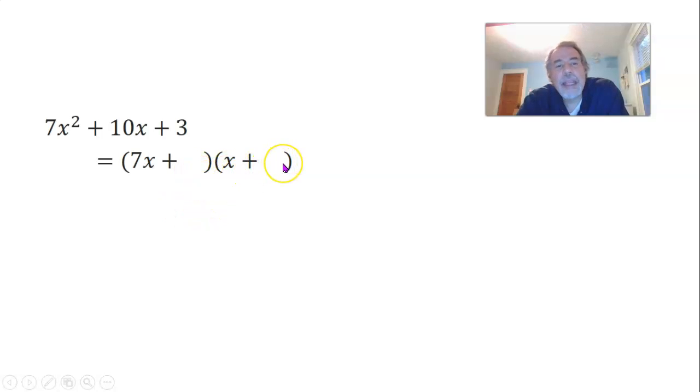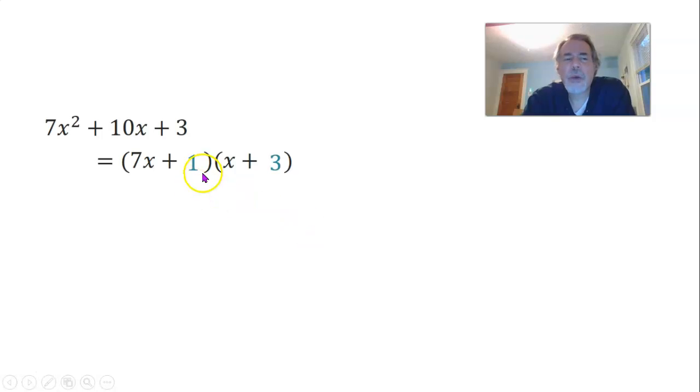Now the numbers on the end, the L part of FOIL, these last terms have to multiply together to give you 3. So I think that pretty much has to be a 3 times a 1, or a 1 times a 3. But it does matter which one we put where. If I put a 1 here and a 3 here, that does give us the right L. But what about the O and the I? Outside, we have 7x times 3, that's 21x. Inside, we have 1 times x, and those combine to 22x, which is not what we wanted.